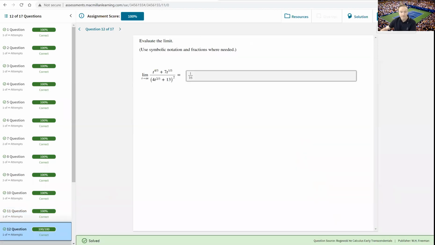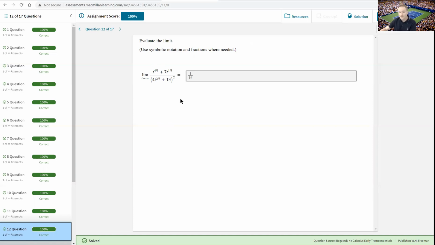For number 12, we have the limit as t approaches infinity of t to the 4/3 plus 7t to the 1/3 divided by 4t to the 2/3 plus 13 squared. I could see some people getting tricked on this one. If I say, hey guys, what's the degree of the numerator? Hopefully you'd say, well, it's the 4/3 because that's the highest power of t in the numerator.